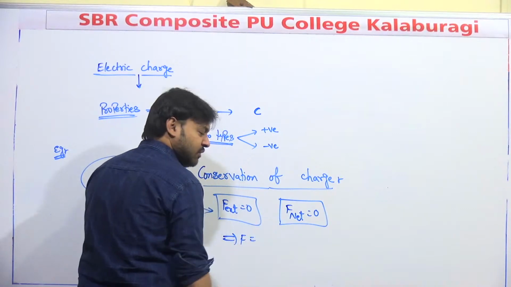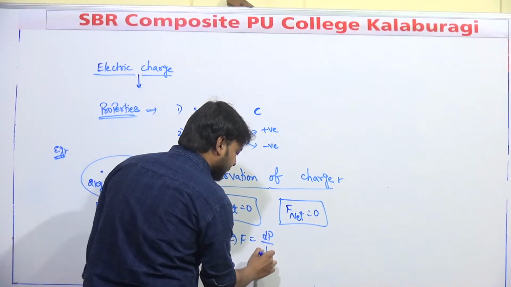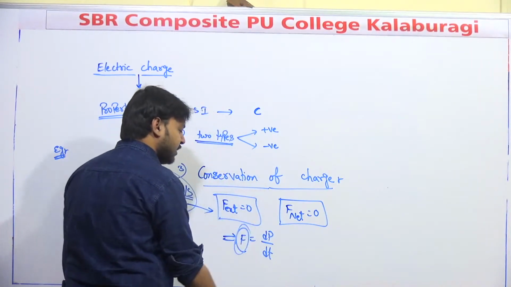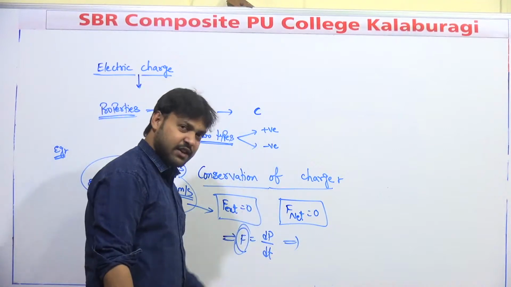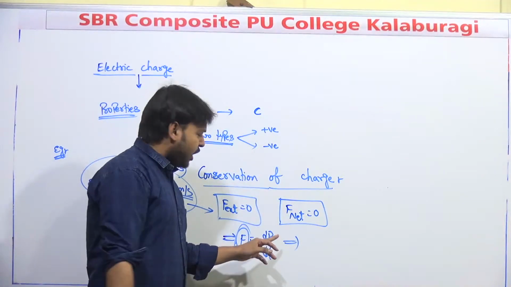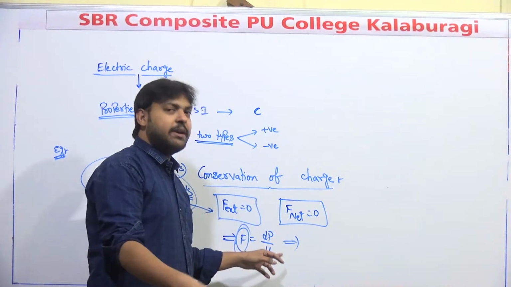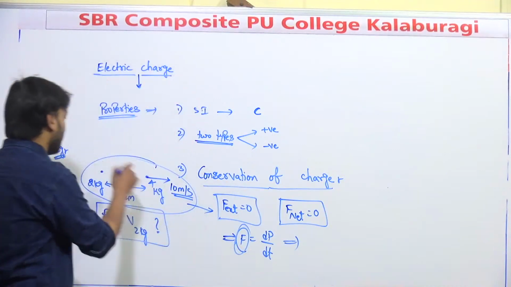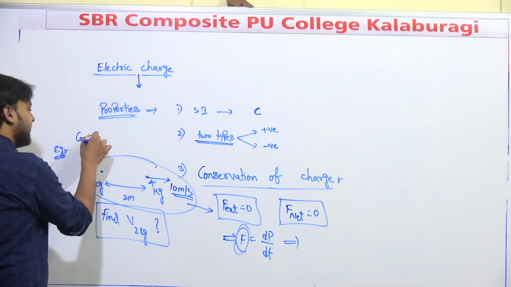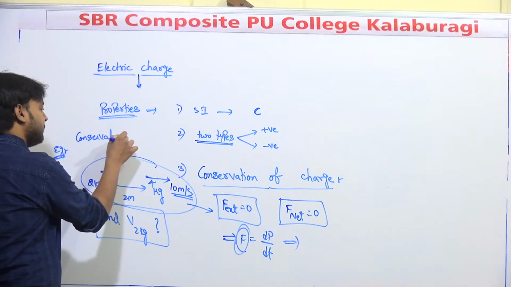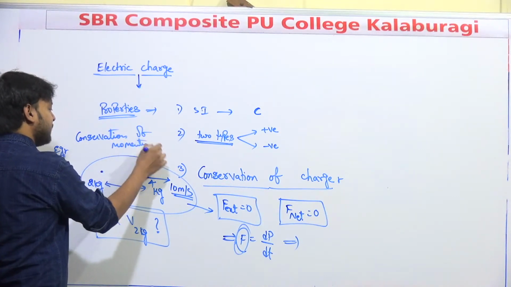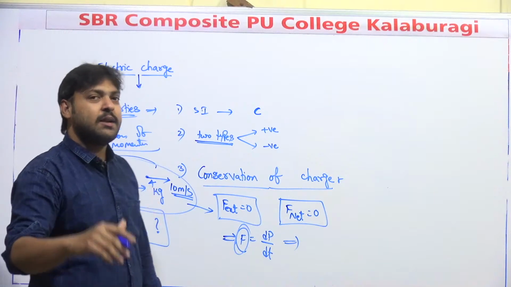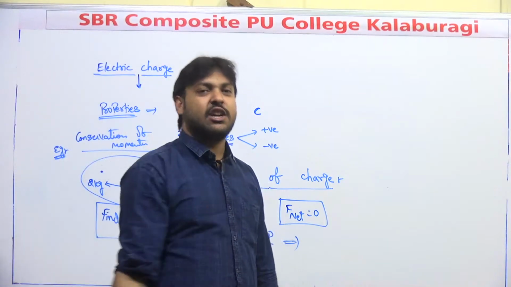Force is equal to the rate of change of momentum. So if net force is equal to 0, then according to this equation, momentum should be 0 or momentum should be constant. Momentum should be constant. So we call this concept conservation of momentum. Conservation of what? Momentum. In 11th we studied conservation of momentum as well as conservation of energy.